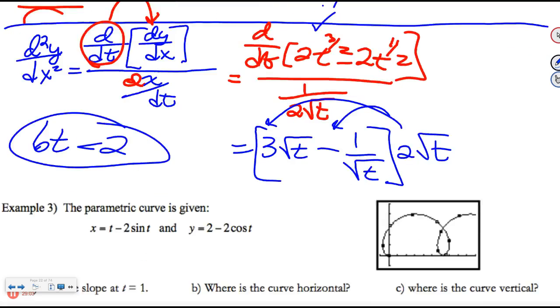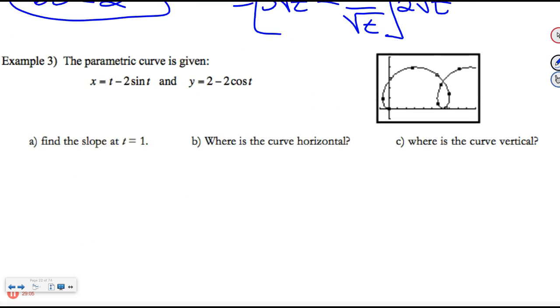So last up, this is the parametric one we graphed yesterday. Remember we graphed it on our calculator? Now we're going to ask some other questions. I want you to do part A right now, and then we'll do B and C together. I'm going to group you up for 5 minutes.